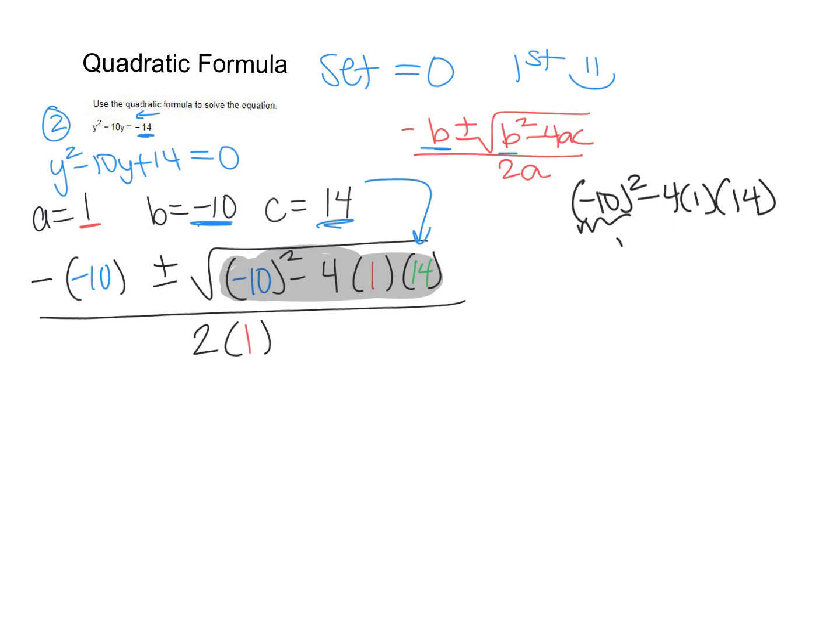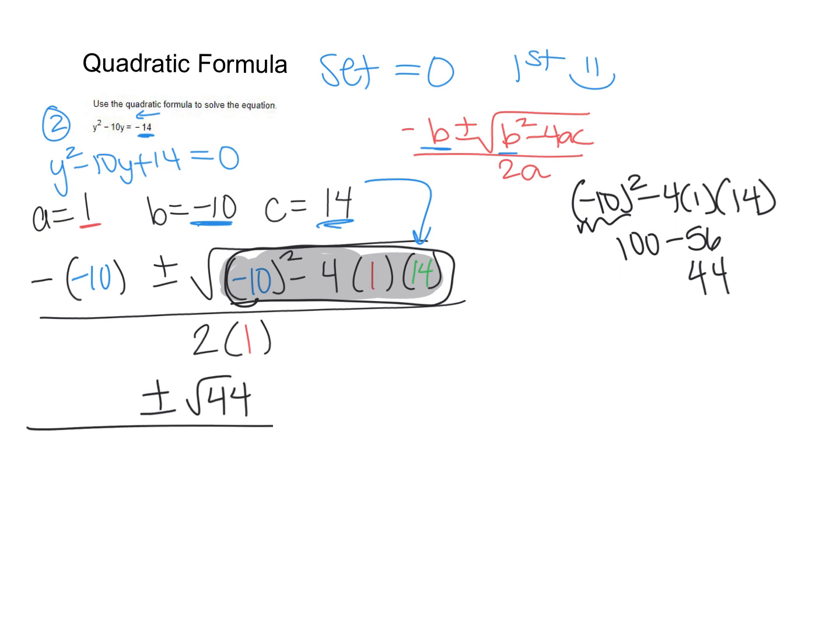Okay, so I'm going to get 100 minus 56, which is 44. All right, so that 44 will be replacing this whole piece, okay? So plus or minus the square root of 44 all over 2 times 1. And then I'm going to clean this up right here.